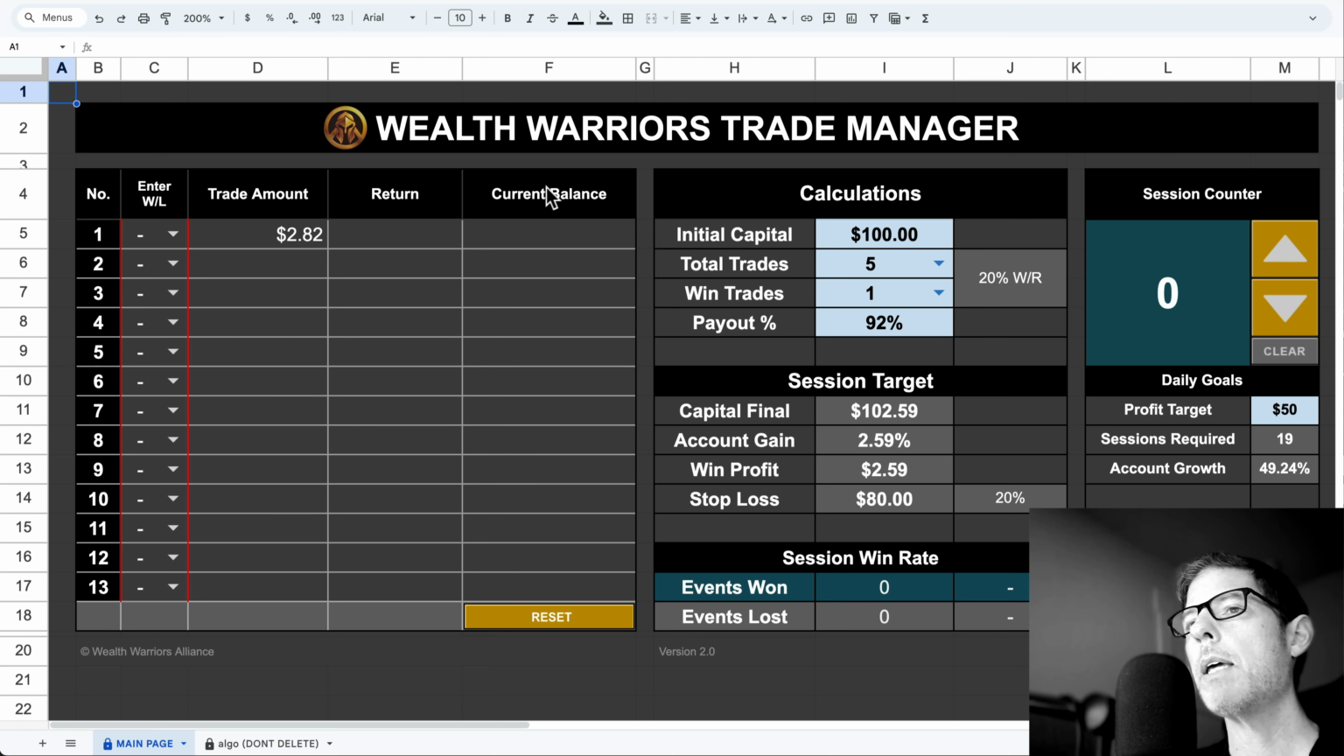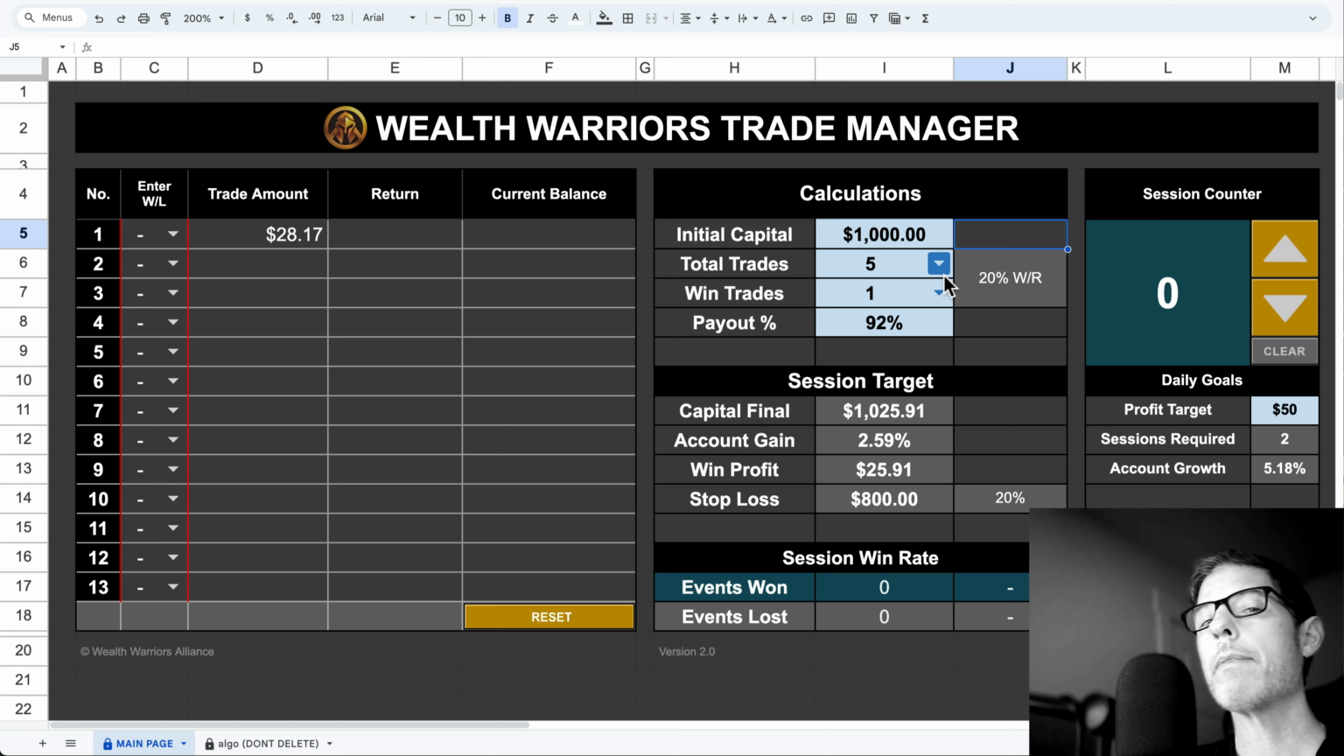So here we are. The first thing I must do is set my initial capital to 1,000. The next step is to set your risk level. You may have a strategy that has a pretty good win rate, or maybe you're a new trader and you want to be a little bit more conservative. The trade manager will fit every single situation and every style of trader at every experience level. And that's what's great about this.